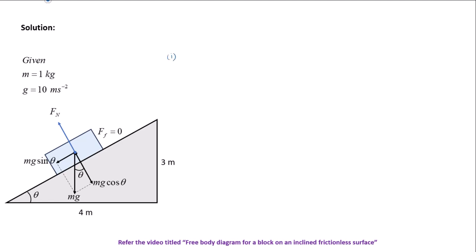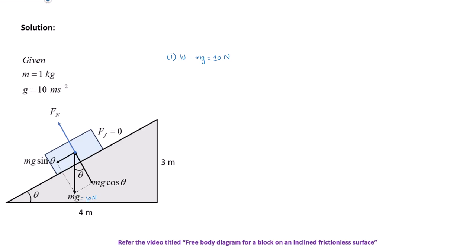So the weight of the object is given by mg, and with m equal to 1 and g equal to 10, we will get this as 10 Newton. And this has been shown over here. So mg equals 10 Newton acting at the center of mass of the block, acting vertically down.